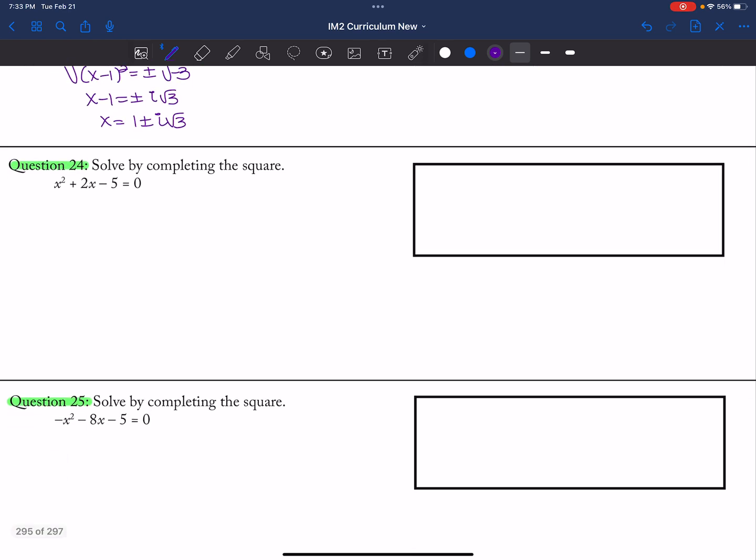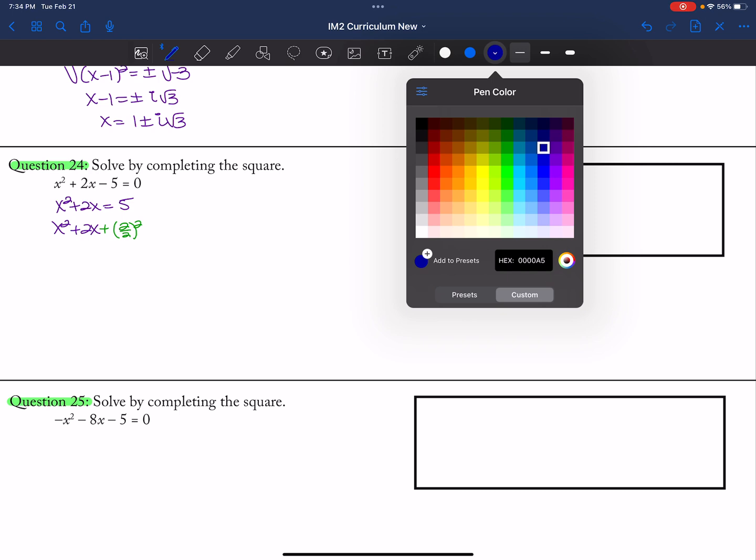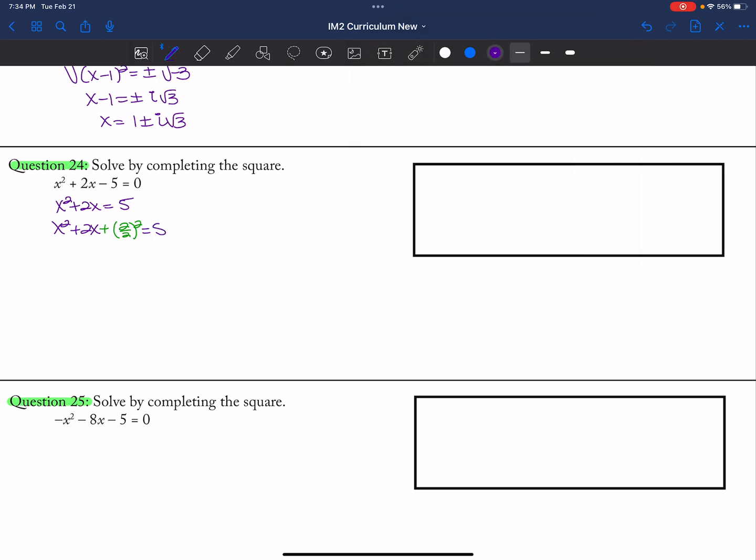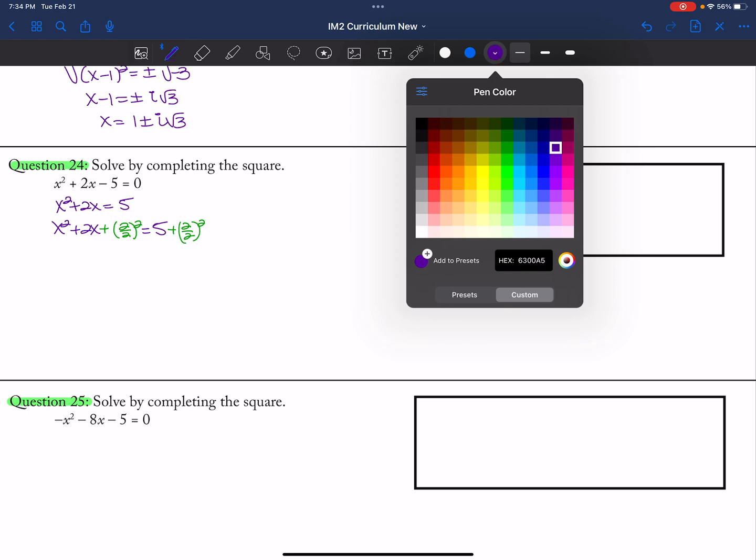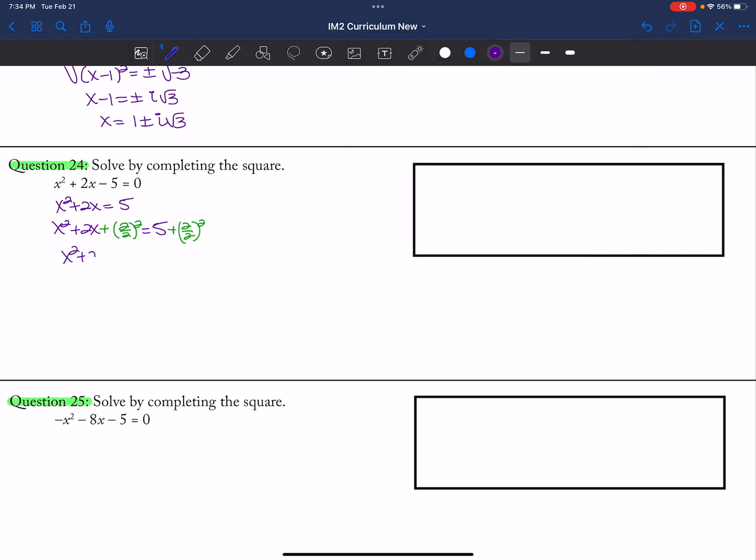Okay. 24: x squared plus 2x is equal to 5. So then x squared plus 2x plus 2 over 2 squared is equal to 5 plus 2 over 2 squared. So then I get x squared plus 2x plus 1 is equal to 6.